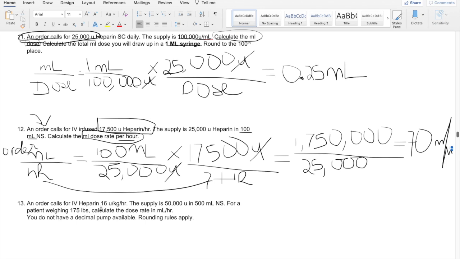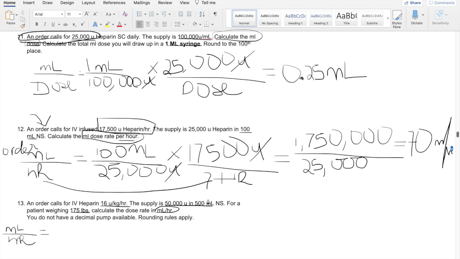If you take a look at number 13, it's going to be different. Here it says an order calls for an IV heparin 16 units per kilogram per hour. The supply is 50,000 units in 500 milliliters NS for a patient weighing 175 pounds. Calculate the dose rate in milliliters per hour. So I'm going to put milliliters per hour.